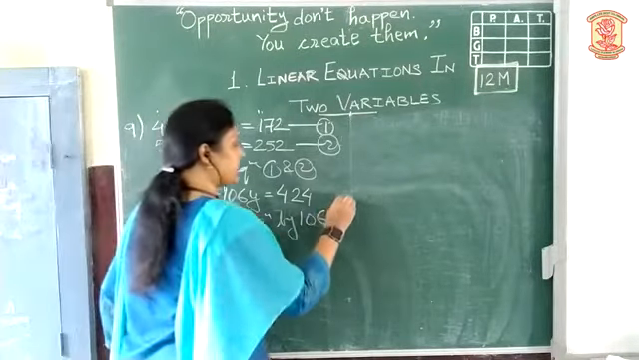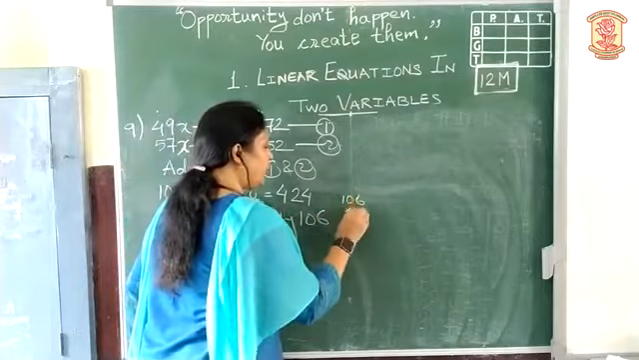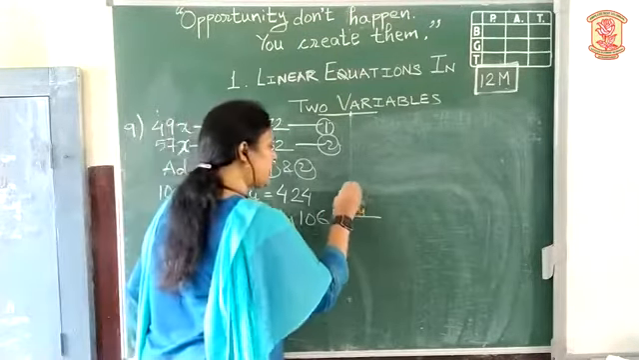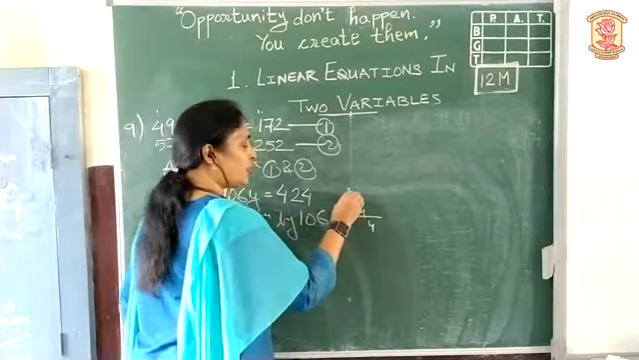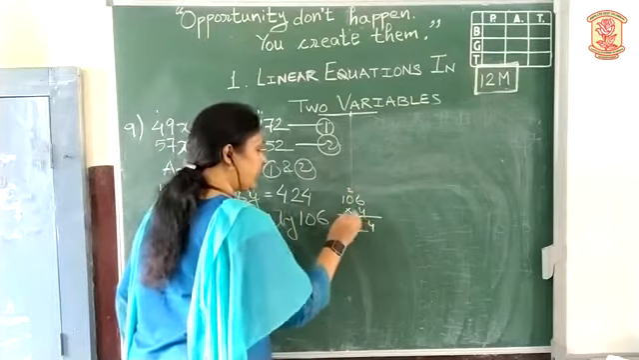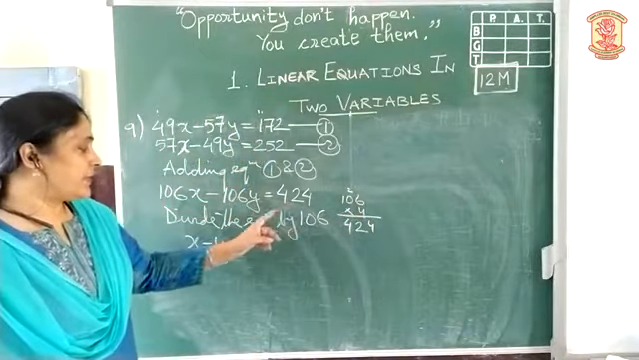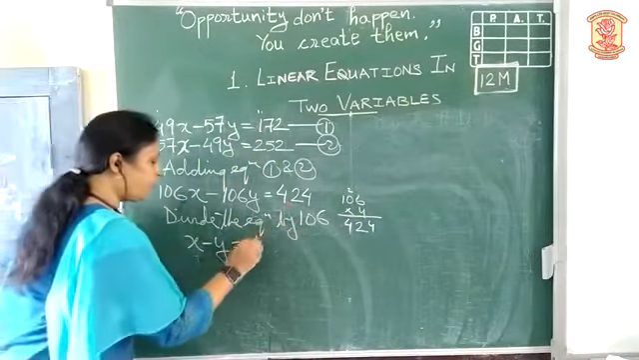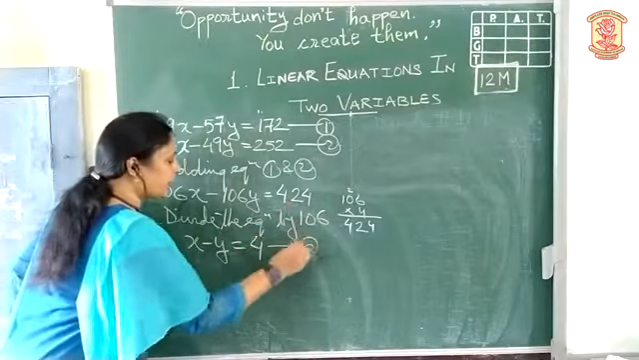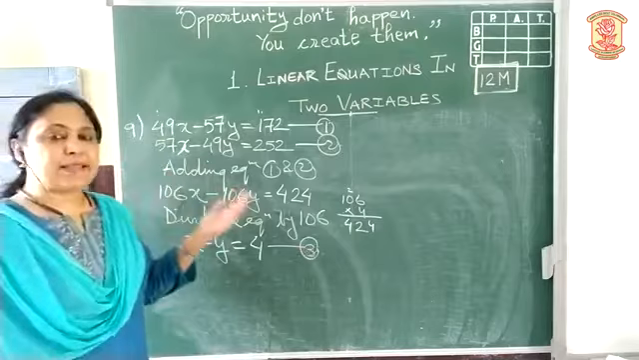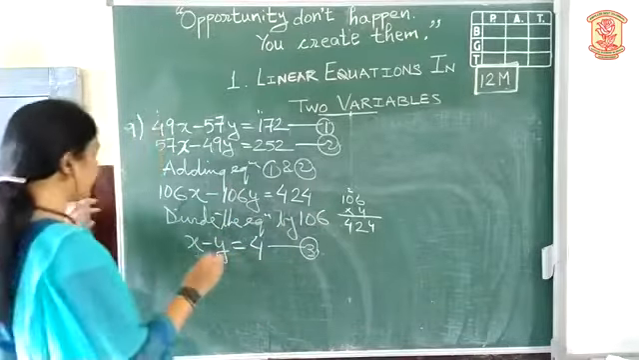Now 106 into 4. We'll check what we get. 6 4s are 24, 4 zeros are 0, 2 as it is, and 4 1s are 4. So 424 divided by 106 is 4. So this is going to be the third equation. So we added and we got this equation. Now we'll subtract and we'll get the fourth equation.